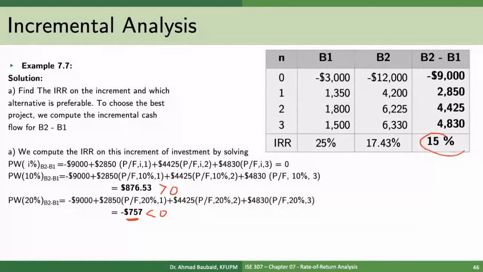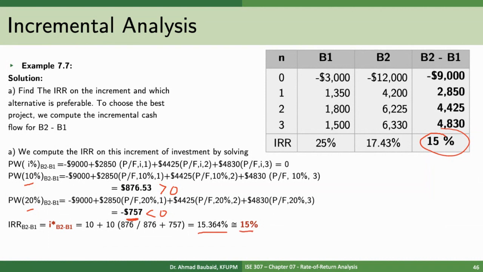So this 15, by the way, is not given. This is what I'm trying to find. So I tried 10, I tried 20. Now I can use linear interpolation like we covered before. And if I do that, I find this is the value. And for some reason, they just rounded it to 15% and they stopped there.